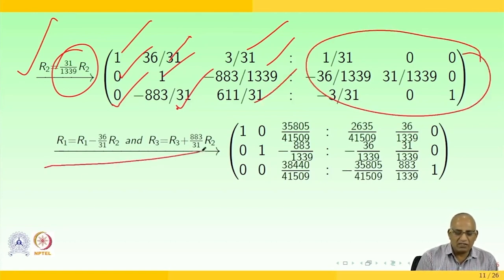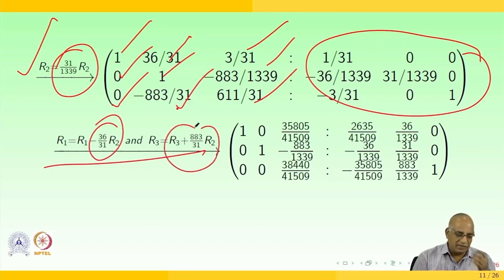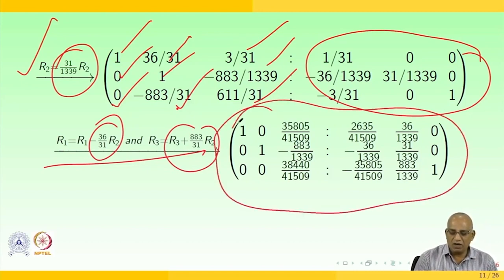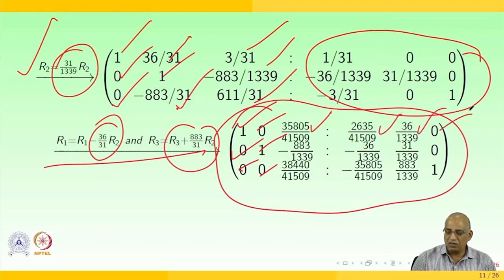So when you apply this matrix, that is R1 replaced by R1 minus 36 by 31 R2, and R3 would be replaced as R3 plus 883 upon 31 times R2. So we will end up with a matrix like this: 1, 0, 0, 1, 0, 0. So this is 35805 by 41509, 2635 upon 41509, 36 upon 1339, 0. This is 0, 1. This is the fraction minus 883 upon 1339, minus 36 upon 1339, 31 upon 1339, 0. And this is 0, 0.